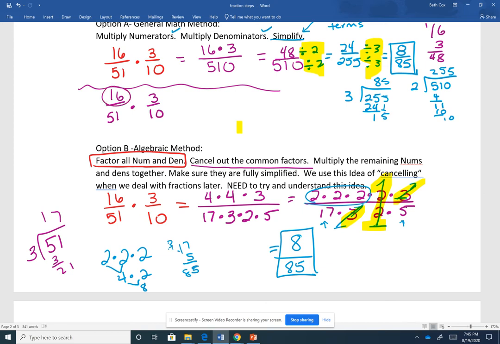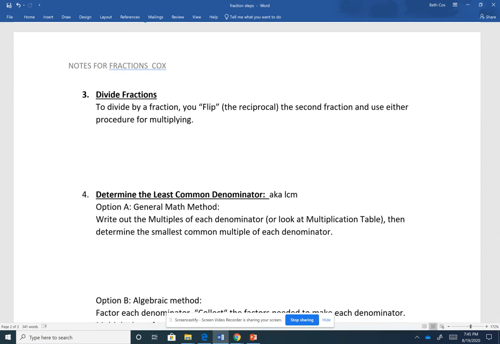Some people saw that 2 went into both of those. That this was 2 times 8 and 2 times 5, so they canceled out the 2's. And then maybe you saw that this was 3 times 17 and cancel out the 3's, and that gives you 8 over 85 as well. It's just several different ways to do this, okay? And a calculator will do it for you. So there you go.